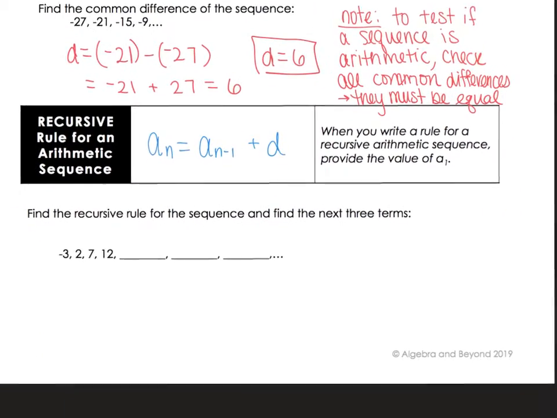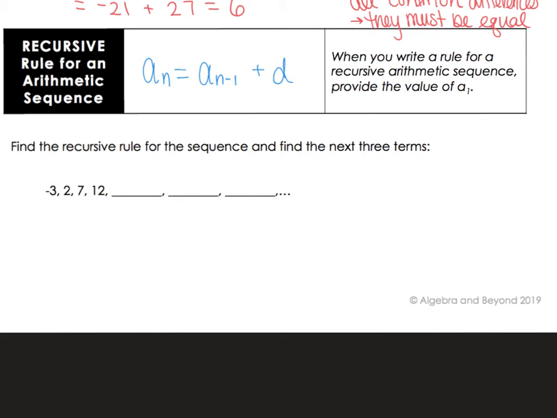Down on the bottom half of this page, we're going to start writing rules. We have two different options. We have recursive, which relies on a previous term, and then we have what's called an explicit rule, which will be on the next page. Let's talk about recursive first. I already have it filled in here. You take your previous term, that's what a sub n minus 1 is, and you add your common difference. Sometimes this might look like a minus sign, and that's just if your common difference is negative. If it's positive, you see a plus. If it's negative, you see a minus.